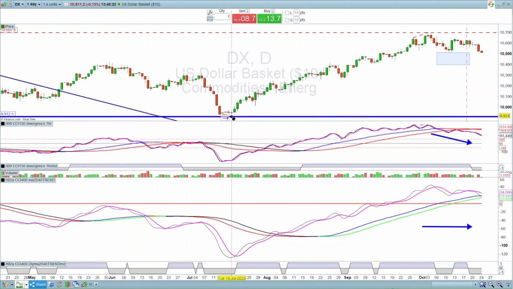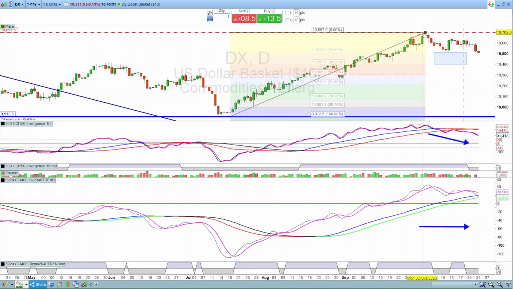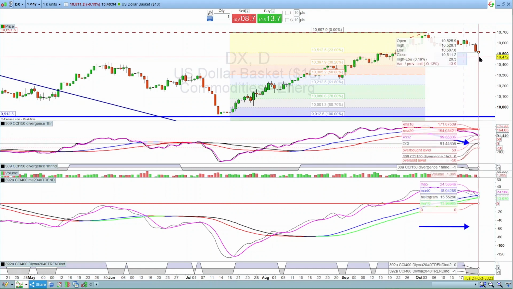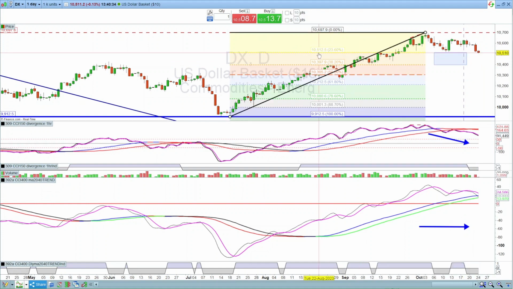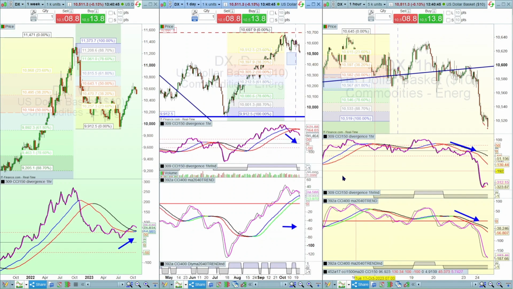Let me redraw that. Yep, between a 23 and a 38%. So we said that's hit at 38. That's at the 10,507, and the 23% was 10,512. So it's actually hit our target. So I'll mark that as a hit on the daily. So another divergence has been executed and delivered results so far, and that could still have some further downside.